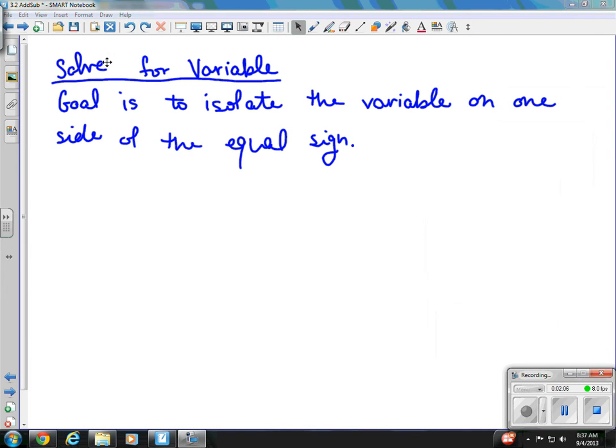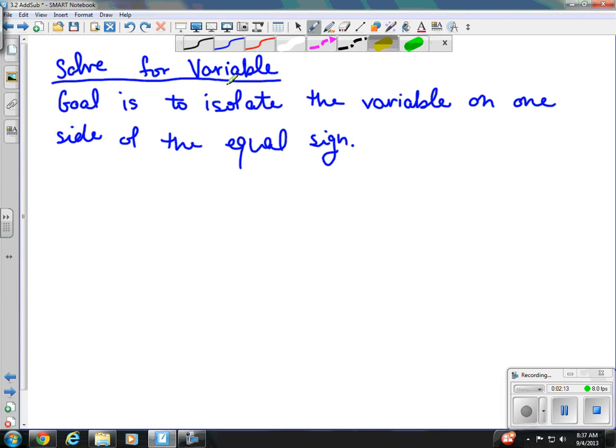We're going to be solving for a variable in these first couple, okay? So we're solving equations for a variable, and when we solve for a variable, our goal is to isolate. Isolate means get the variable by itself, okay? So isolate the variable on one side of the equal sign.